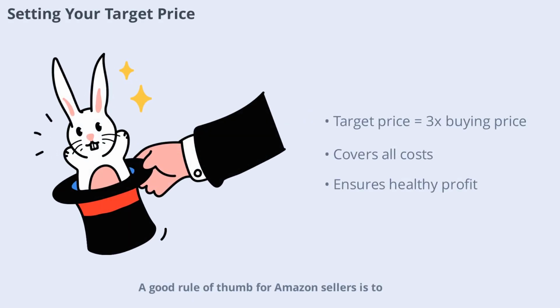A good rule of thumb for Amazon sellers is to set your target price at least 3 times your buying price. This helps ensure you have enough margin to cover all costs and still make a healthy profit. For example, if your product costs 300 rupees, aim to sell it for at least 900. This strategy gives you a buffer for unexpected expenses and helps you stay competitive in the marketplace.